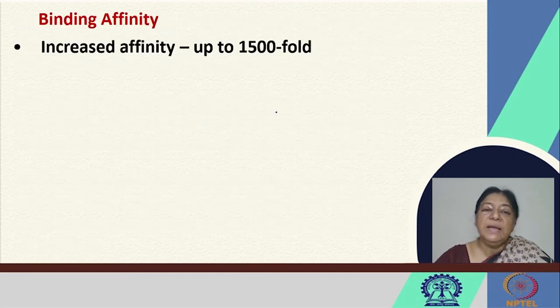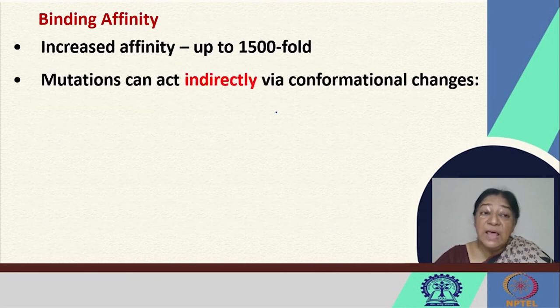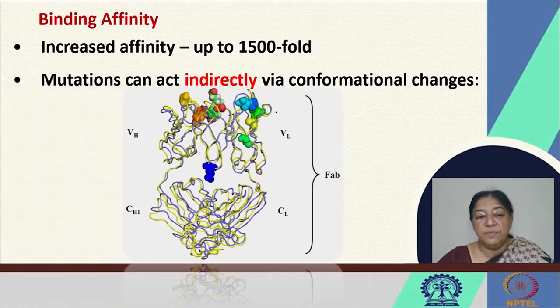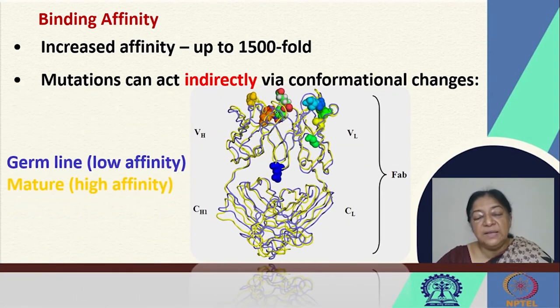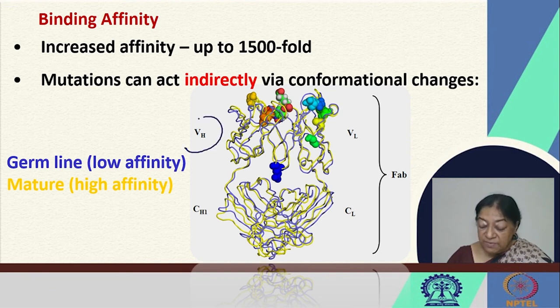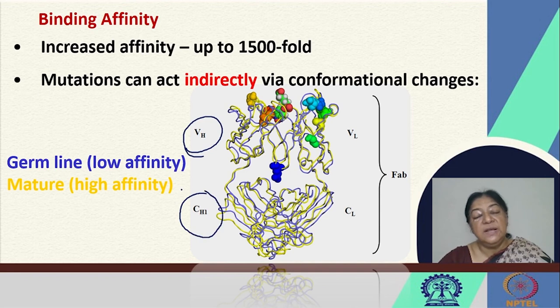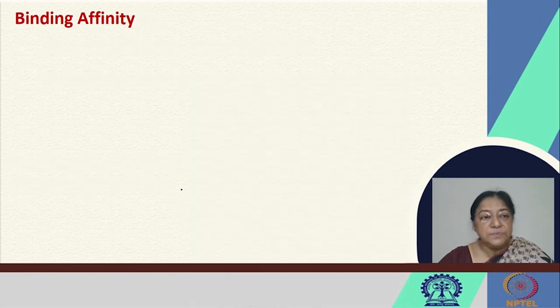So when we look at the binding affinity, we can have increased affinity up to 1500-fold, and mutations, via their conformational changes, can indirectly affect the binding. So we can have a high affinity binding or a low affinity binding, depending upon what happens in the variable and the constant regions in their interactions in the antibody, in the binding domains that we see.